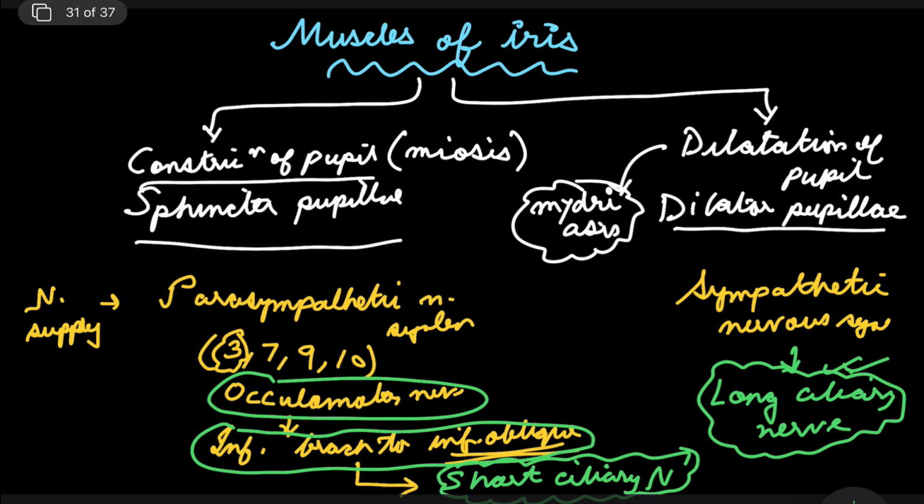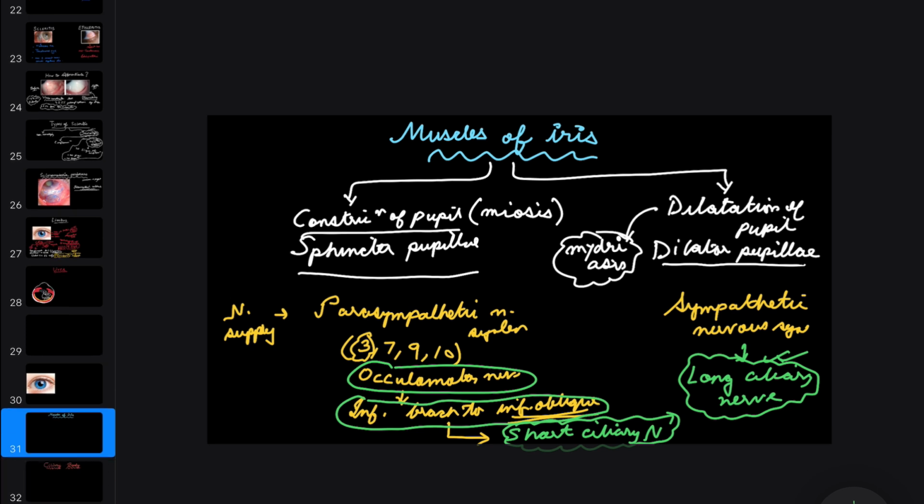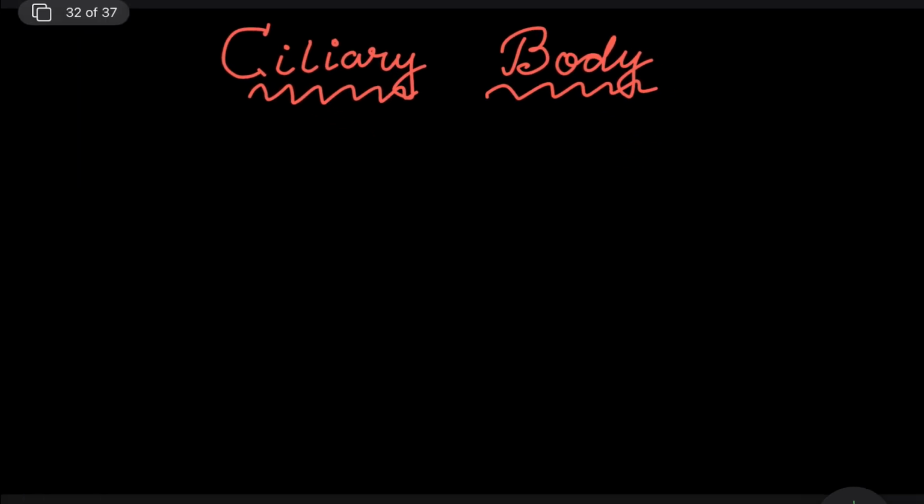Done. As simple as that. Okay. So basically, we have talked about the iris. Now, let's go and talk about the ciliary body. There isn't much to talk about the ciliary body, and we have already talked about the different parts of the ciliary body. What were the different parts of the ciliary body?